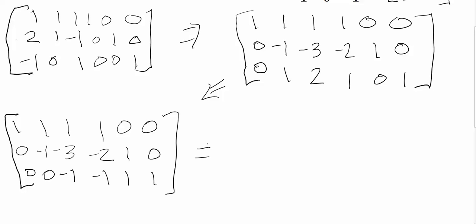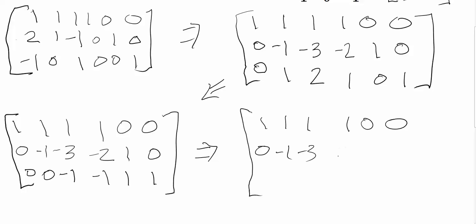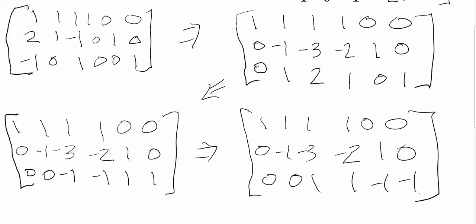And what I'm going to do now is recognize that the bottom row is nearly ready. It just needs to be multiplied by negative 1. So I'm just going to keep row 1 and 2 the same. And in my next single step, I'll just take minus 1 times row 3 to get me to where I need to go. So that's our next step.